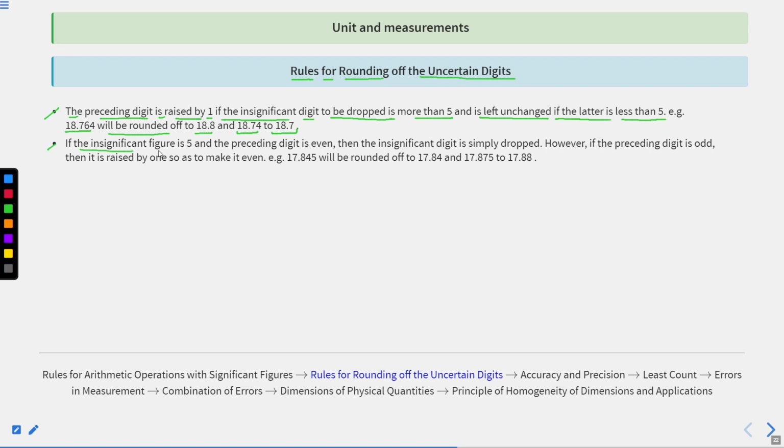If the insignificant digit is 5 and the preceding digit is even, then the insignificant digit is simply dropped. However, if the preceding digit is odd, then it is raised by 1 so as to make it even. For example, 17.845 will be rounded off to 17.84 and 17.875 to 17.88. Clear?